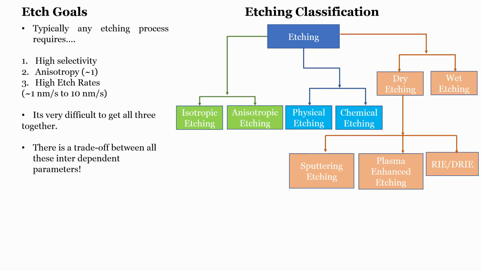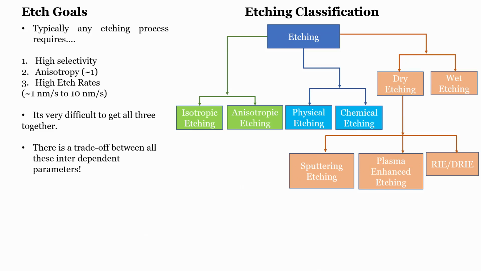Further, if I want to have etch goals, then typically any etching process requires a few points. The first is that it should be highly selective. The second is anisotropy, that is approximately 1. The third one is high etch rates. It is difficult to get all three together because that is an ideal situation, and there is a trade-off between all these interdependent parameters.